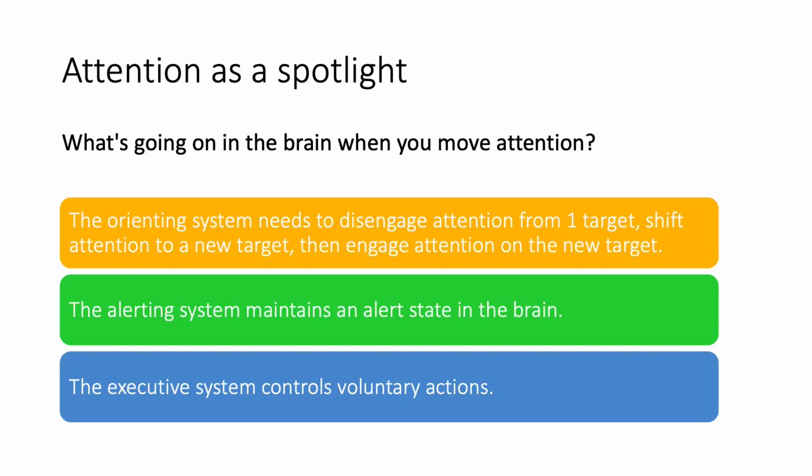Attention as a spotlight. What's going on in the brain when you move attention? The orienting system needs to disengage attention from one target, shift attention to a new target, then engage attention on the new target. The alerting system maintains an alert state in the brain. The executive system controls voluntary actions.